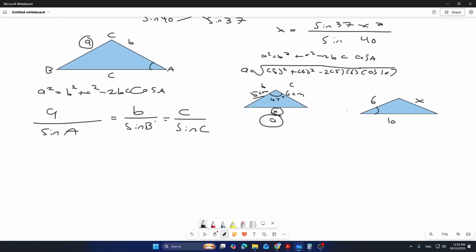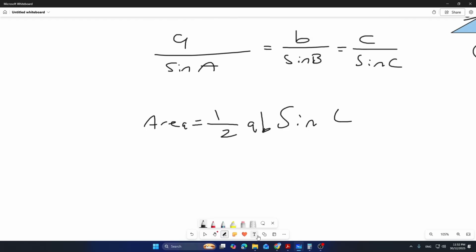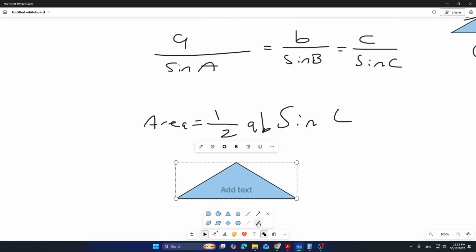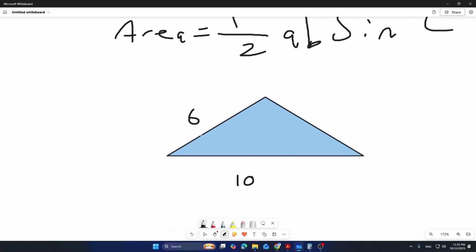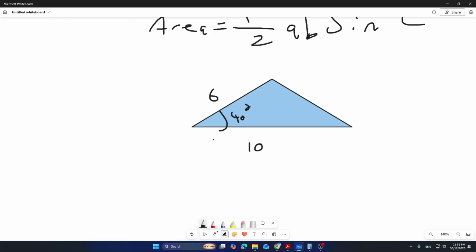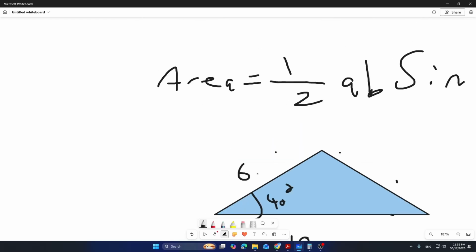Now we have one more thing. We have area equals half ab sine C. Very simple. If we have a triangle, and we have two sides, for example 6 and 10, and the angle in between them, which is, let's say, a 40-degree angle, we can use this. As long as we have two sides and an angle between them, I can substitute.